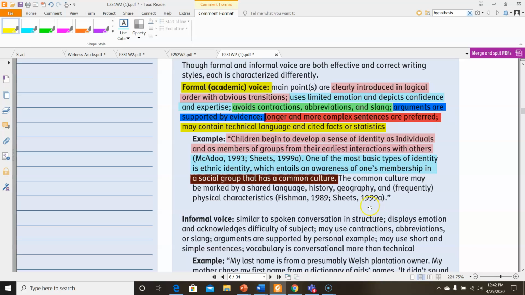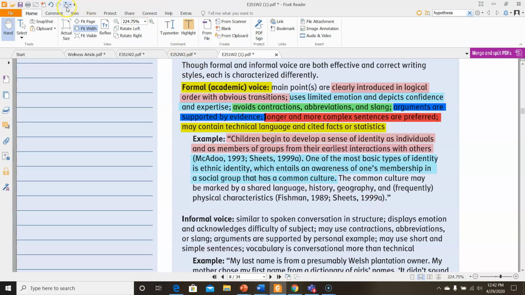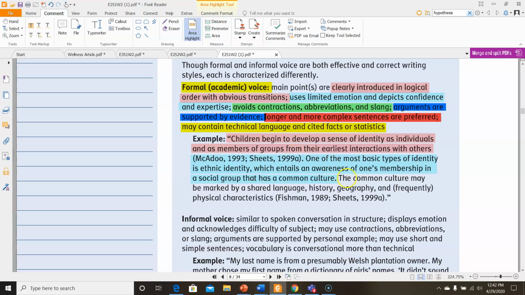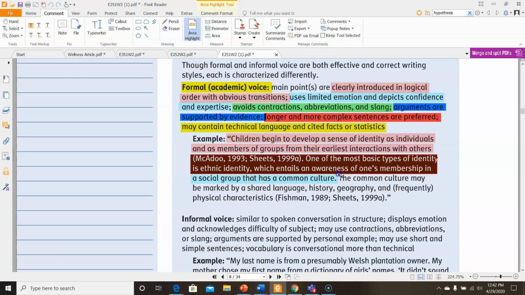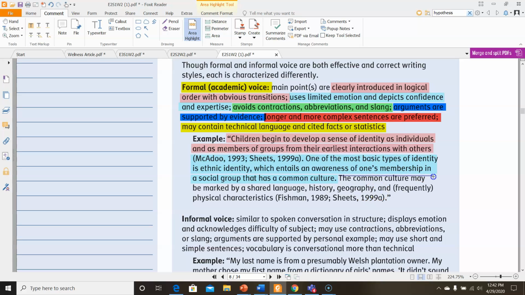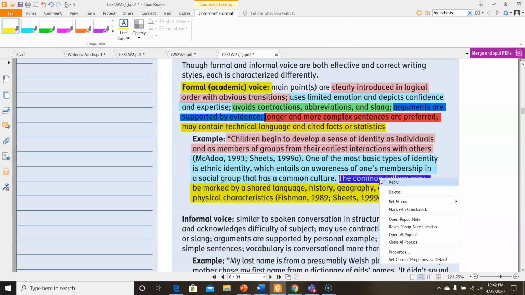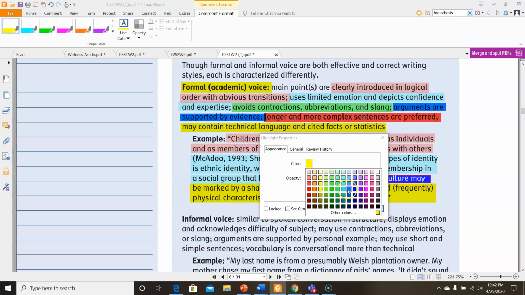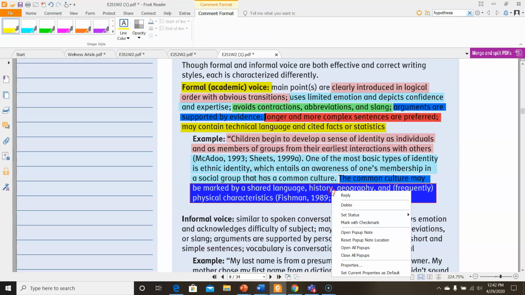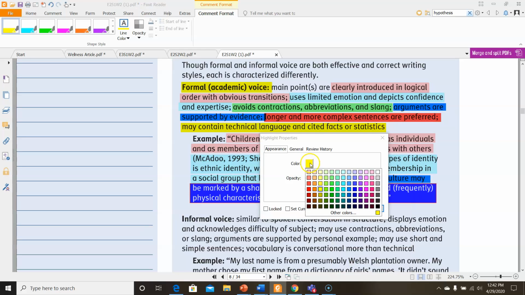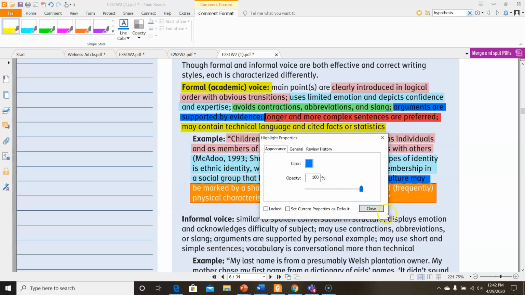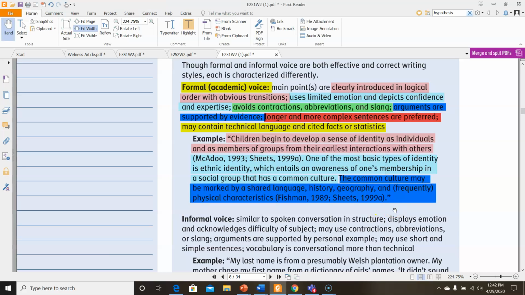And you don't have to actually do this color coding. I just wanted to really show you how each piece is used here. And it says the common culture may be marked by a shared language, history, geography, and frequently physical characteristics. And then it has a citation at the end. So I'm going to say arguments are supported by evidence. And that's it. And some of these other things were also appearing in this paragraph, but we can only mark so much. Let's look at the next one.